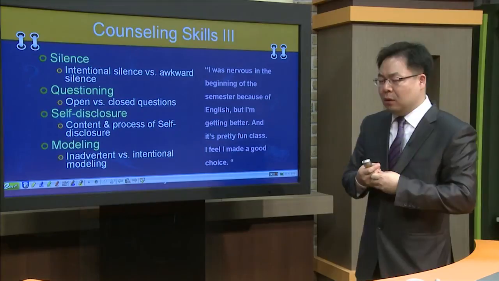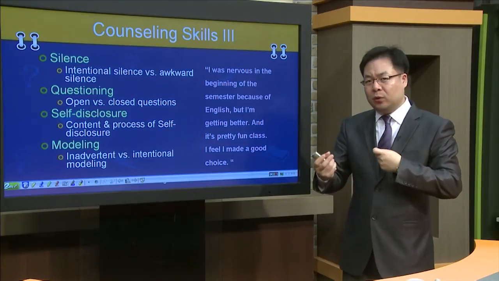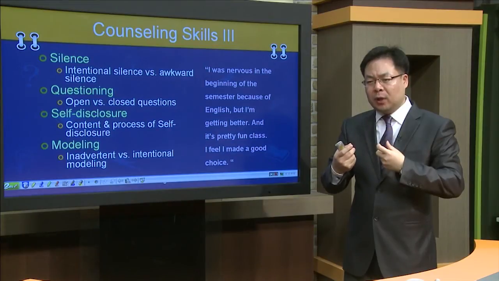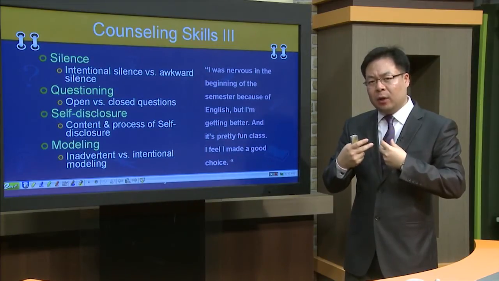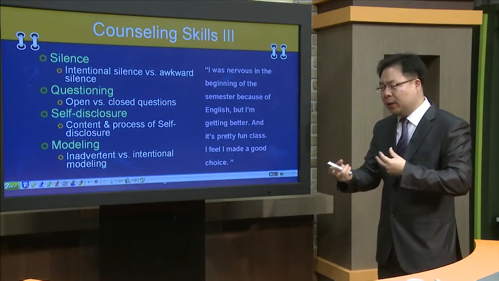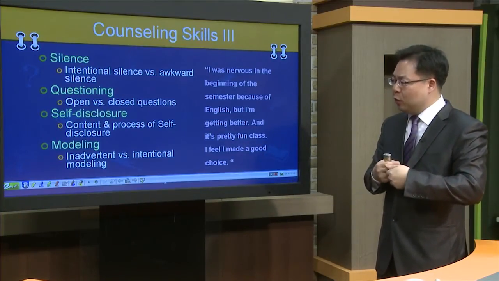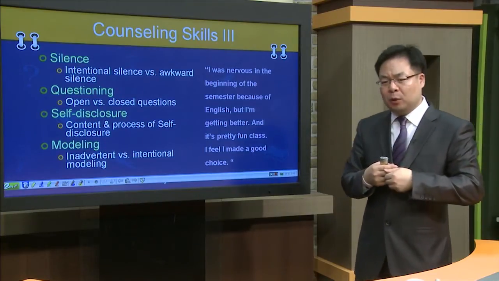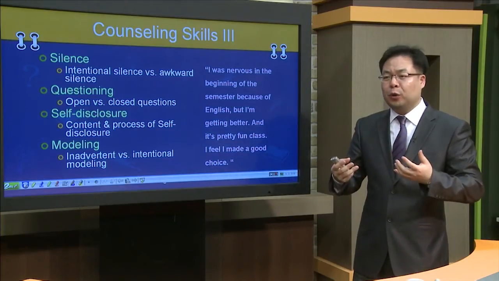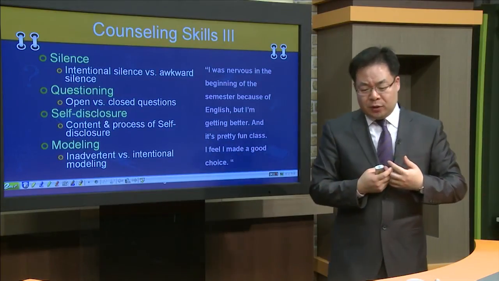Modeling is another technique, because when we work together with the client, they always observe the counselor. They always look at us, and they are very sensitive to how we react to what they are saying. So the first one is unconscious modeling. Sometimes it's really hard to control because they just observe us. However, with intentional modeling, we can suggest some different ways.